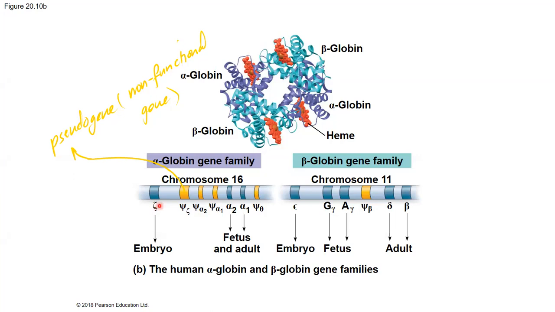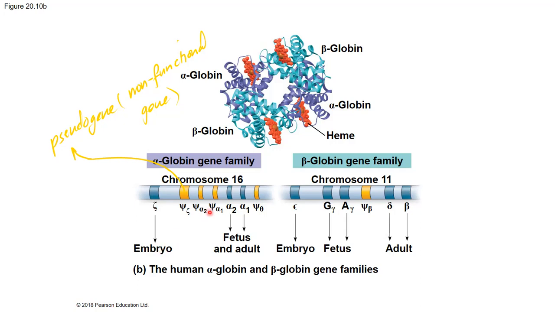The zeta gene encodes a globin protein that is found in the hemoglobin in the embryo. The alpha 1 and alpha 2 genes encode polypeptides that are found in the adult hemoglobin. So the hemoglobin in adults is made of different polypeptides than the ones found in the embryo.